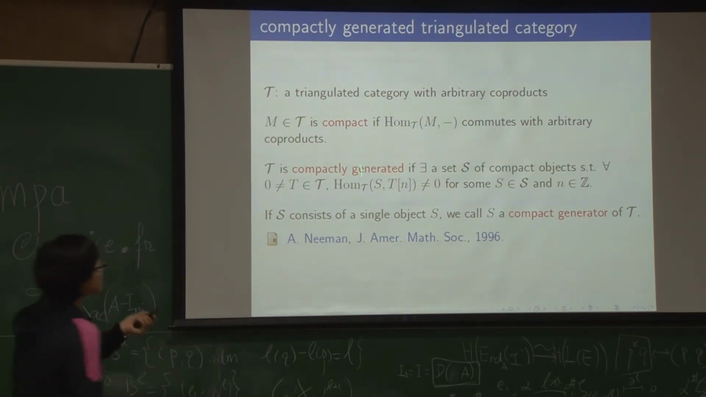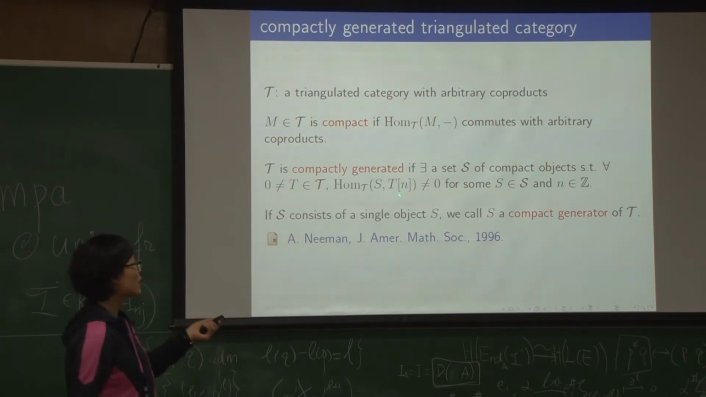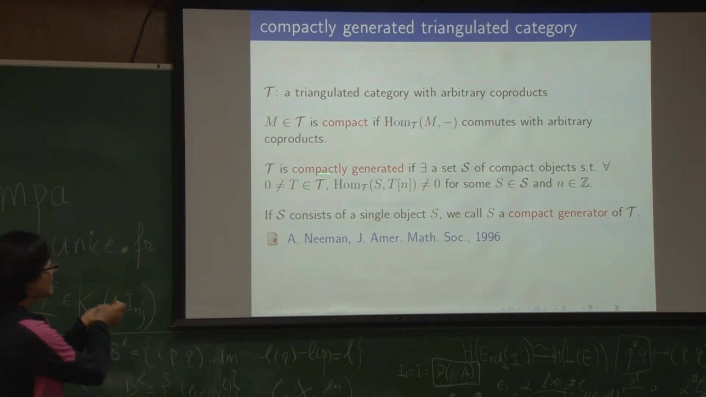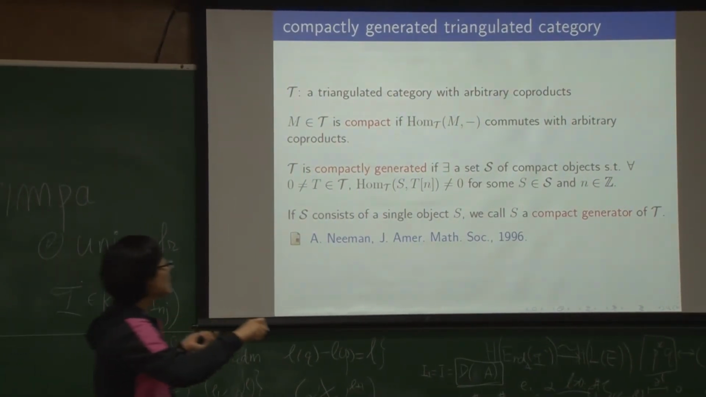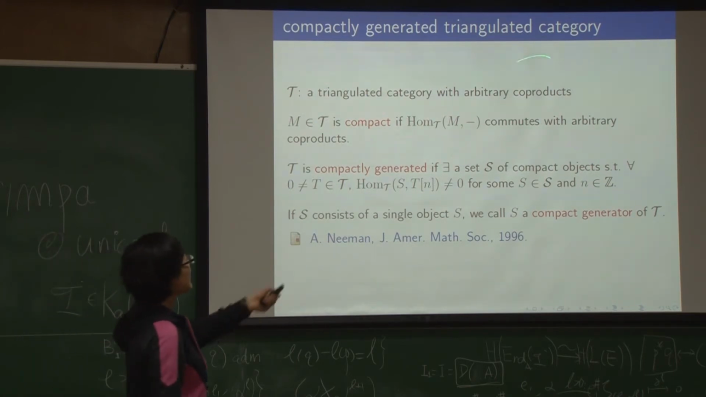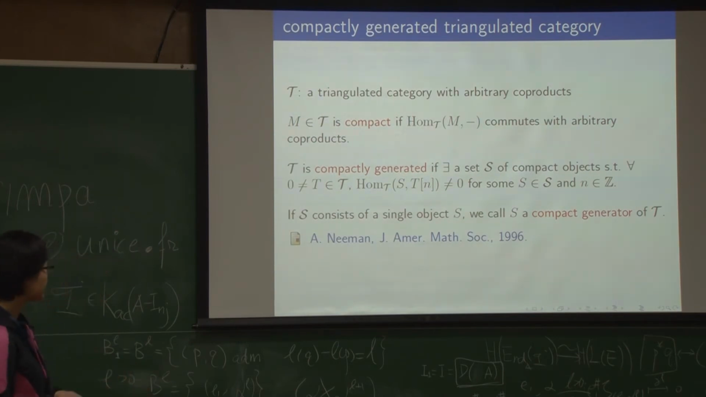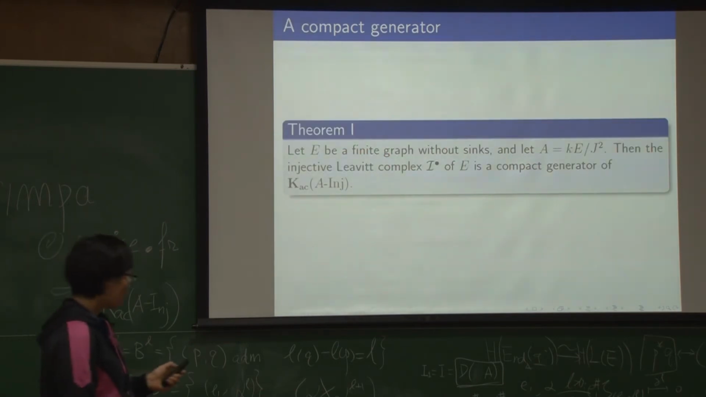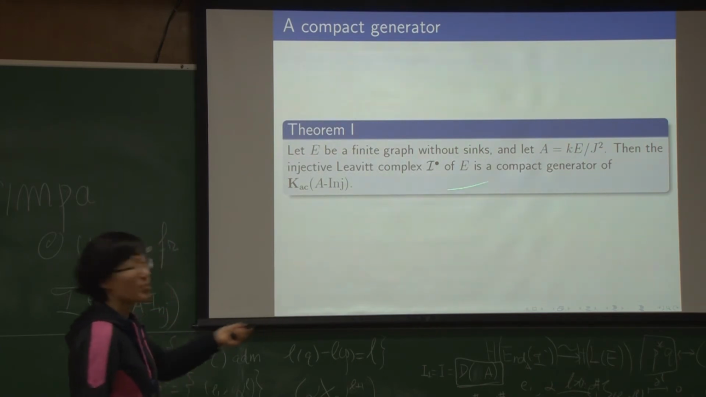gave an equivalent description for this compactly generated triangulated category. This is equivalent to saying that T is the smallest triangulated category which contains this object and is closed under arbitrary coproducts. So it has this smallest property. So what we got is that for our case, we can prove that this complex is a compact generator.